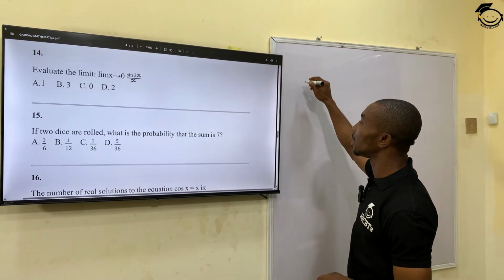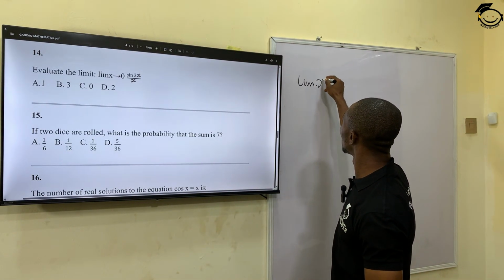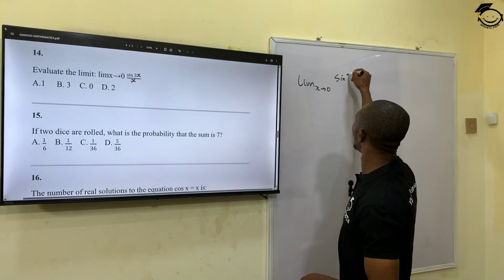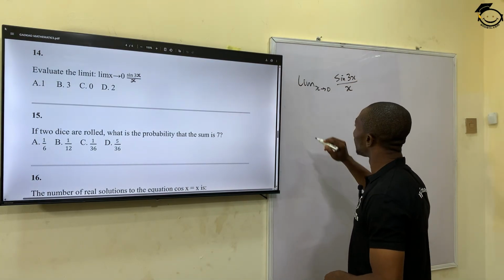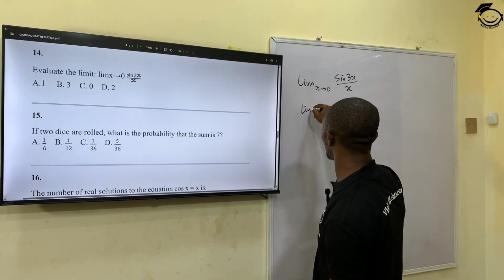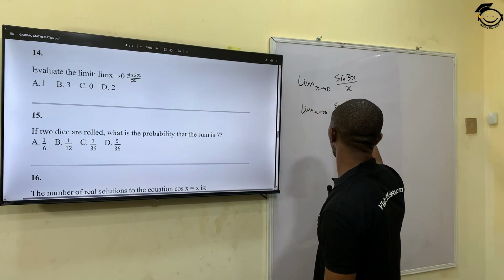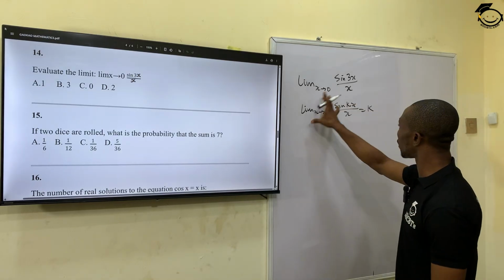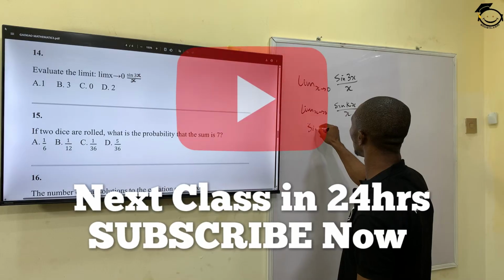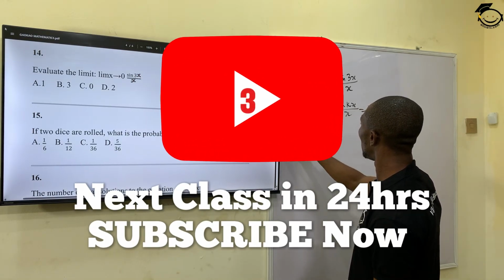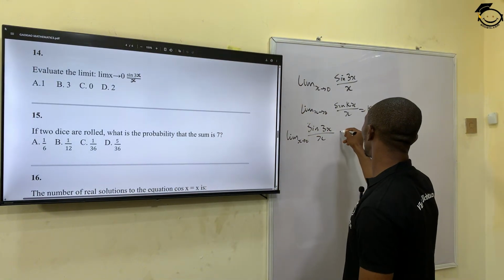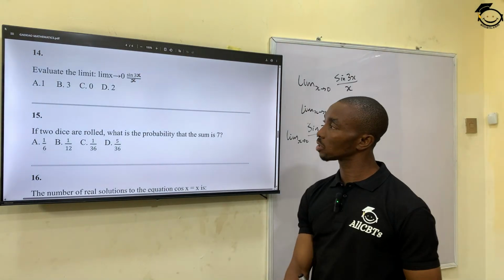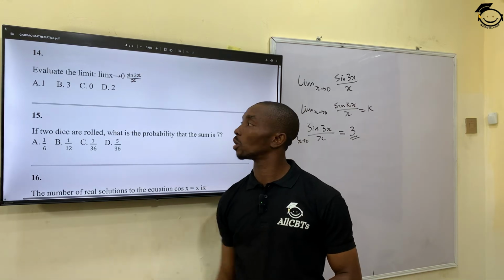We have evaluated the limits. Limit as x tends towards 0 of sine 3x over x. If we use our identity, the limit as x tends towards 0 of sine kx over x equals k, applying the same law here, the limit will become 3. So the limit of sine 3x over x would be 3, which is option B.